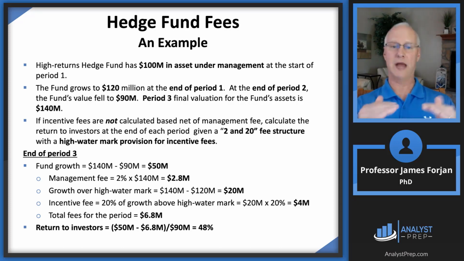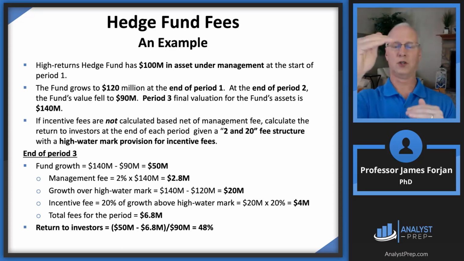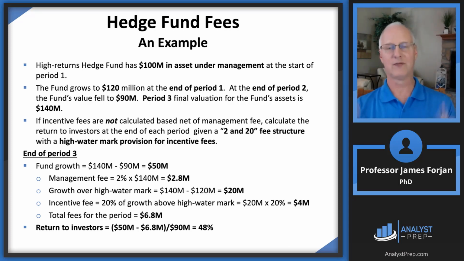And so now we have to consider this high water mark. We had the 120 to the 140, so that's a $20 million capital gain for incentive fee purposes. So we're going to take the 20% times the 20 million. That gets us 4 million. So 4 and 2.8, that gets us up to the 6.8 million.